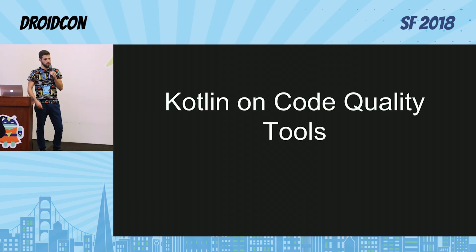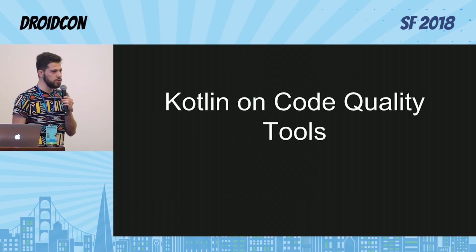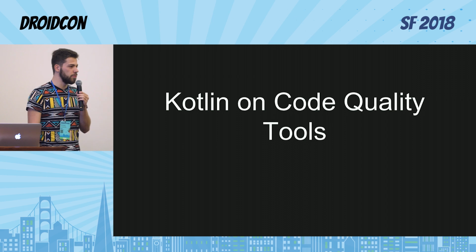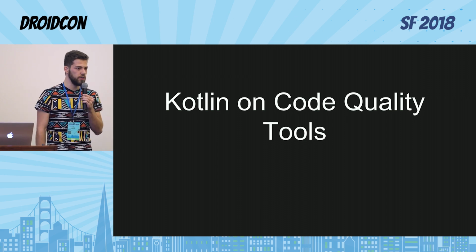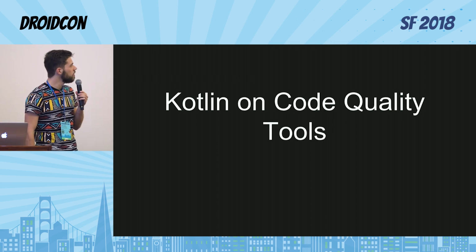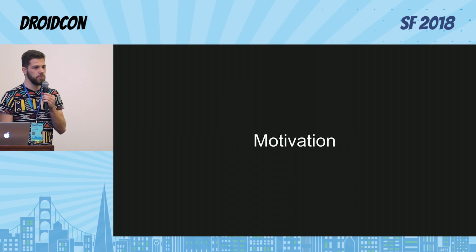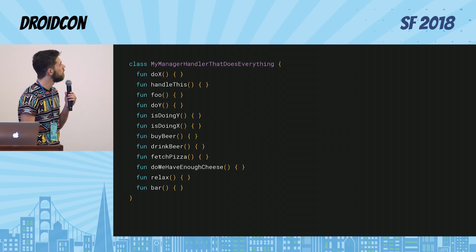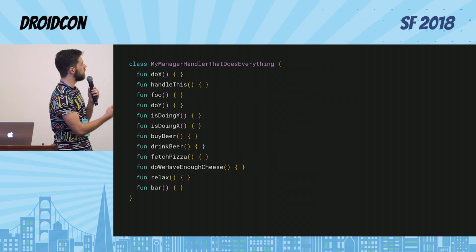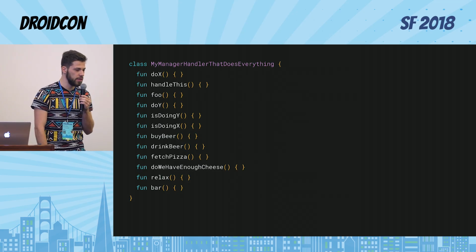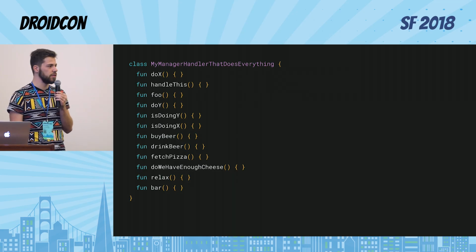I'm elaborating what tools are available, how you can use them, what benefits they have, and also how you can extend them. So let's start off with the motivation: why you want to use code quality tools on your code. Probably everyone has seen classes like this. It has too many methods, and this is something that a tool can easily detect.